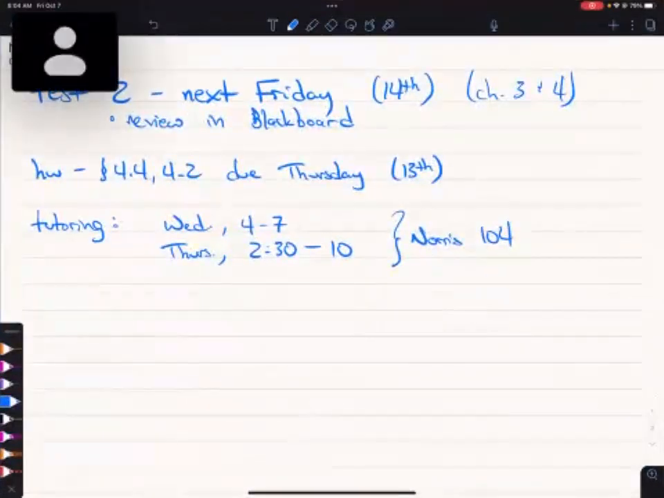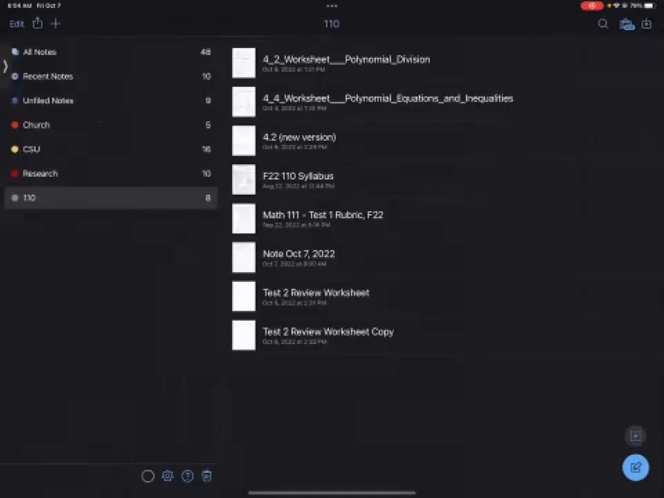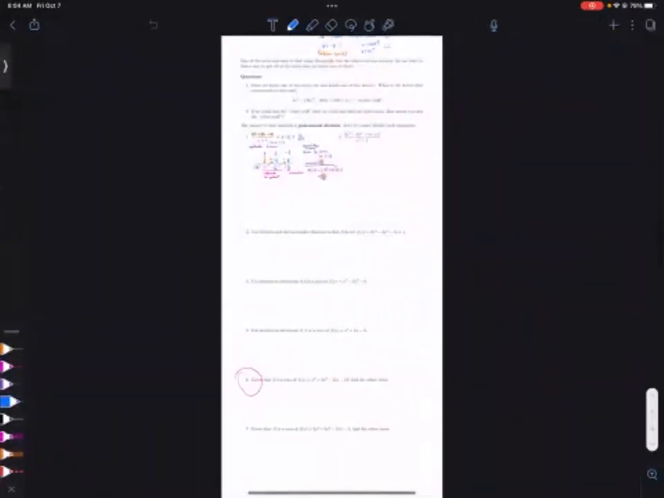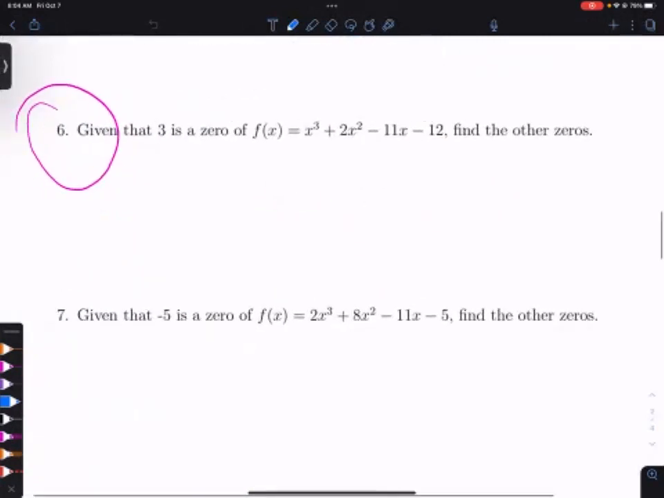Okay, now let's talk about wherever we left off yesterday, if I can even find the right thing. I asked you to do number 6 in the notes, right? Given that 3 is a zero of this function, find the other zeros.